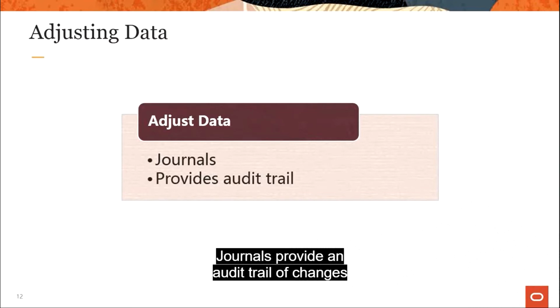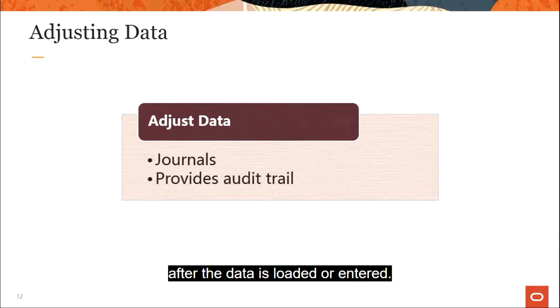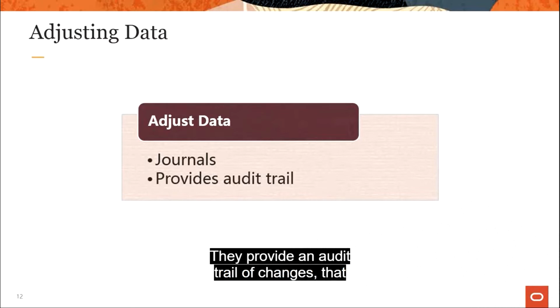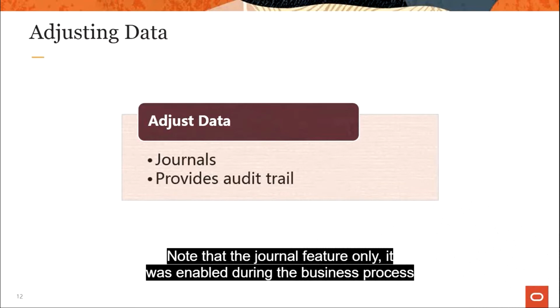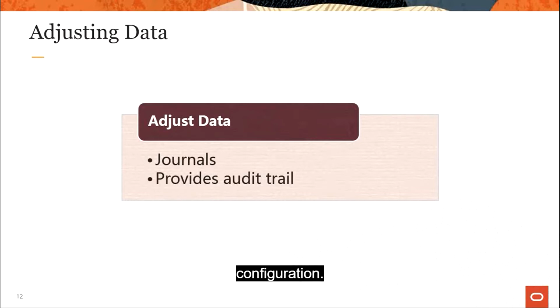Journals provide an audit trail of changes and indicate which users made adjustments and which account, entities, and time period are affected. Journals enable you to make adjustments to accounts after the data is loaded or entered. They provide an audit trail of changes that were made and indicate the affected accounts, entities, and periods. Note that the journal feature is only available if it was enabled during the business process configuration.